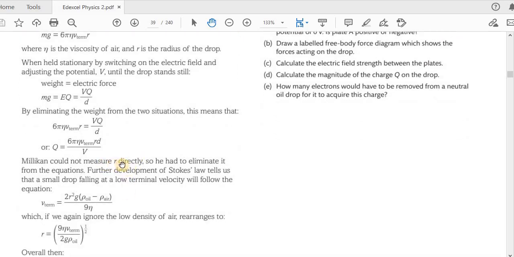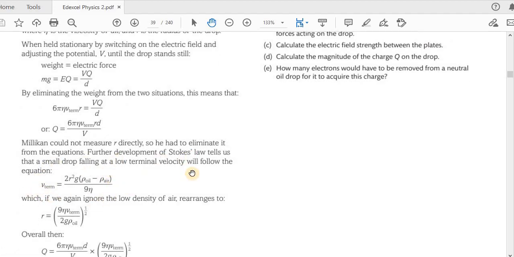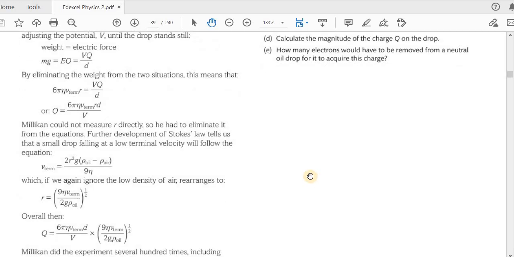Millikan could not measure R directly, so he had to eliminate it from the equations, because R is the radius of the oil drop. Further development of Stokes' law tells us that a small drop falling at a low terminal velocity will follow the equation. Again, you learned this in the AS class when you learned about Stokes' law. This is the density of the oil, this is the density of air. If you are not familiar with how to get this, you have to review that lesson. I would have uploaded a video on that lesson.